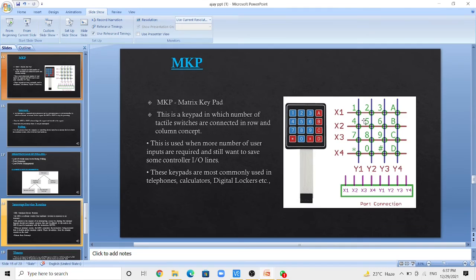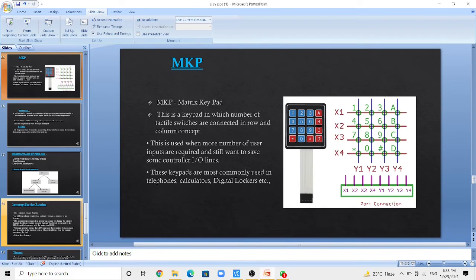This is a keypad in which a number of tactile switches, these are the tactile switches 1, 2, 3, 4, 5, 6, 7, 8, are nodes, node points, connected row-wise and column-wise. This is used when more user inputs are required and we still want to save some control IO lines.